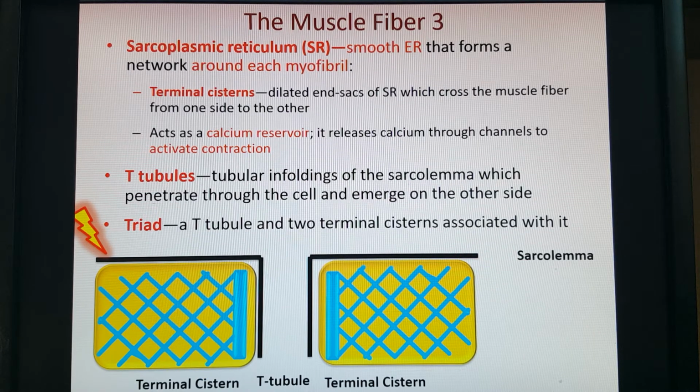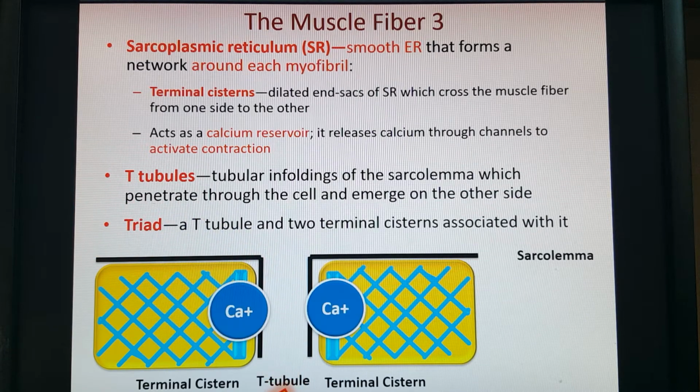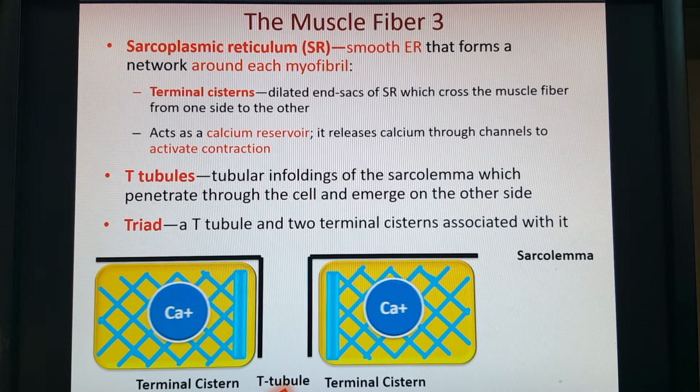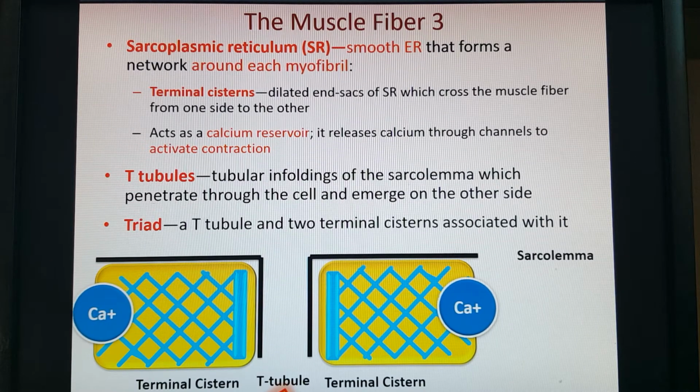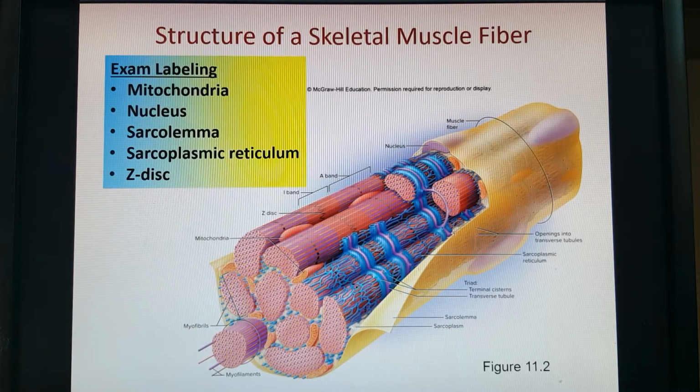The function of this is that when this action potential goes into our T-tubule, calcium is released from the terminal cisterns of the sarcoplasmic reticulum. That calcium then goes down its concentration gradient in order to activate the contraction. So we'll see later when we talk about our regulatory proteins, the binding of calcium is what's needed.